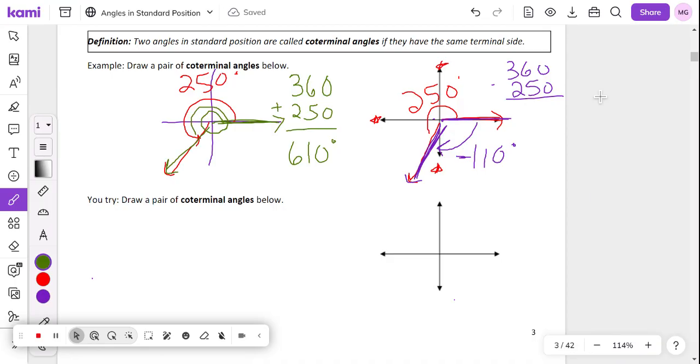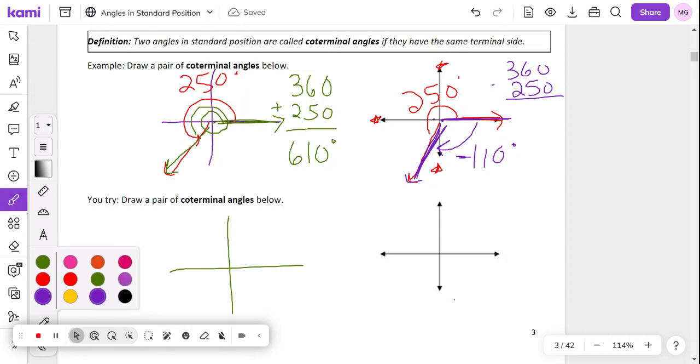So here's what I want you to do. I want you to give yourselves another coordinate plane here, and I want you to think about what we just did. But I'm going to give you an initial angle of negative 200 degrees. And I want you to come up with 2 angles that are coterminal to that.